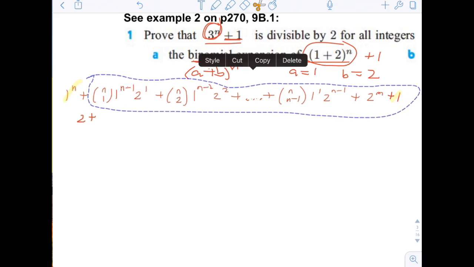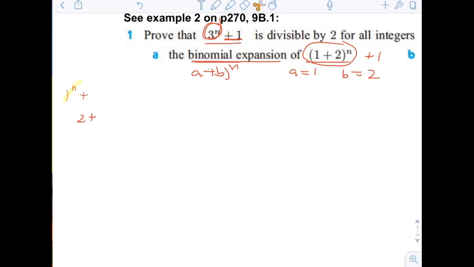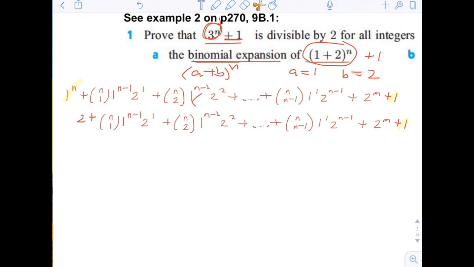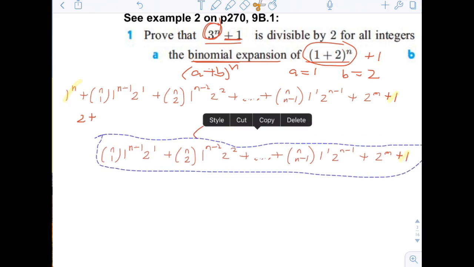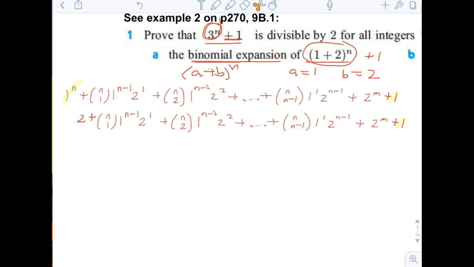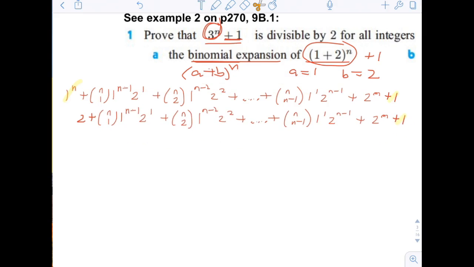Actually, we didn't need that last one, did we? Oops. Didn't mean to do that. Okay, and then we can erase this because we don't need that, right?